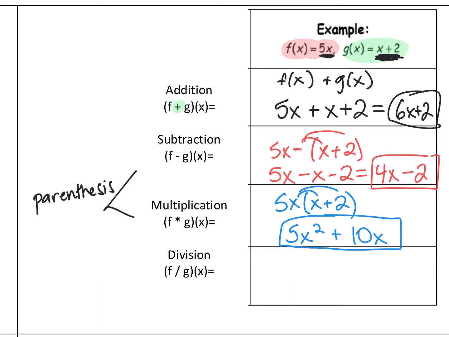And then last but not least, division. 5x over x plus 2. Yep, we're just dividing them. 5x over x plus 2. That's it. Can't simplify that. We got a monomial over a binomial, so don't even try.